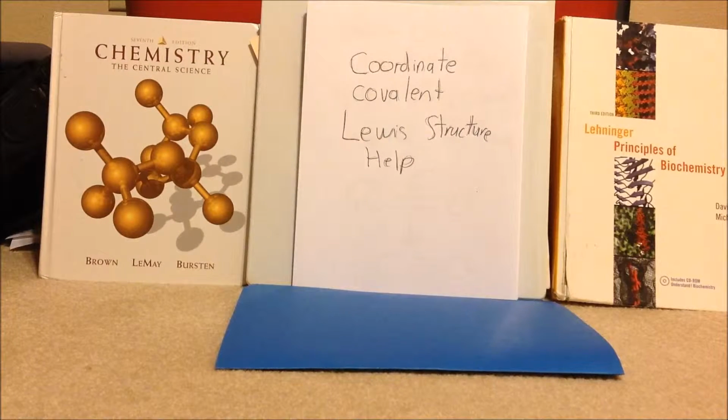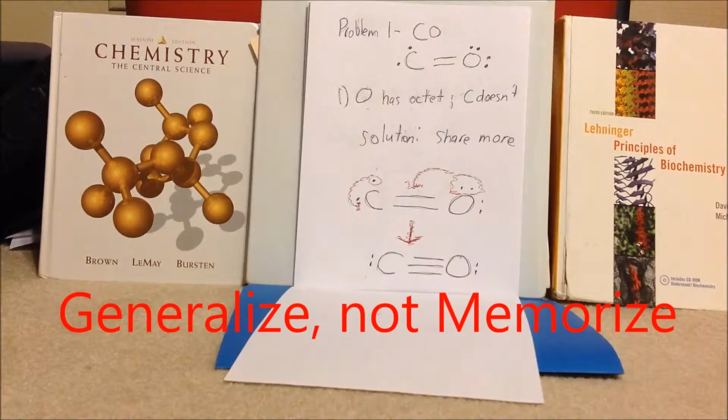This guide is intended to be generalized. It is not intended for you to memorize the structures for these situations. It's to make you aware that this is the situation that occurs, and this is a generalizable strategy you can use to apply. The first problem we saw happened when we were drawing the structure for carbon monoxide.